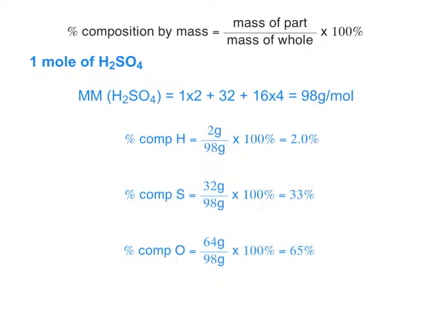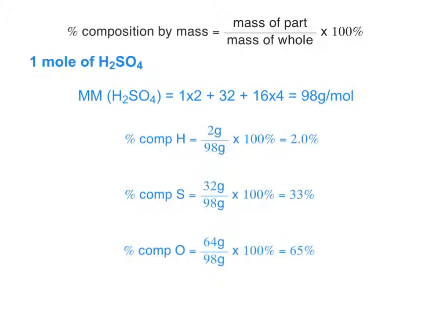And now we just plug in numbers. For percent composition of the hydrogen, we take the mass of the part that is hydrogen, 2 grams, divided by the mass of the whole sample, 98 grams, times 100%, which gives us 2%. Percent composition of sulfur, once again, we take the mass of the part that is sulfur, 32 grams of the 1 mole of our compound, divided by the mass of the whole compound times 100%. Here is our answer.